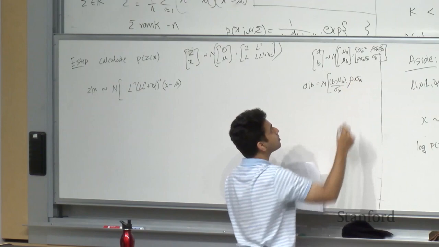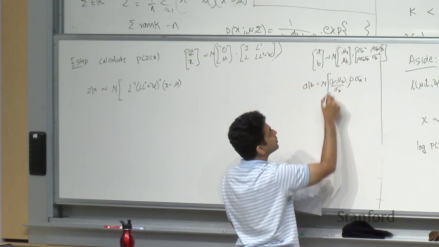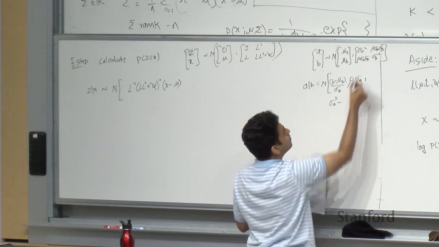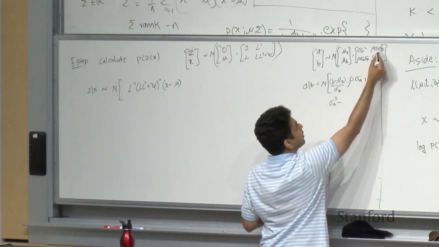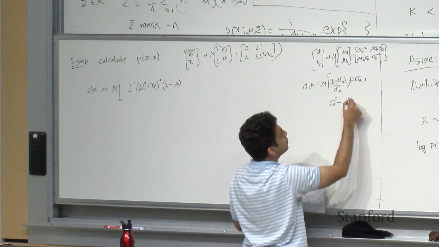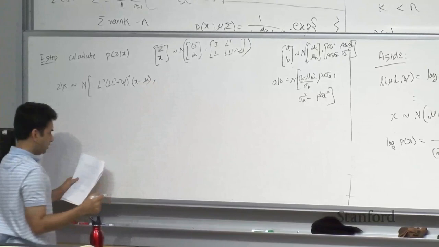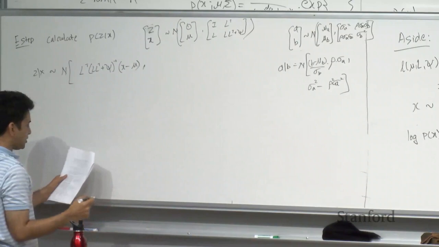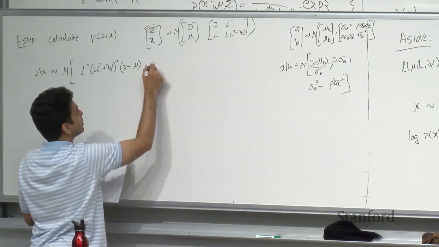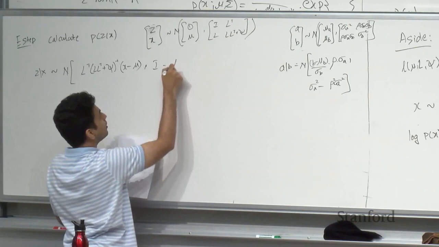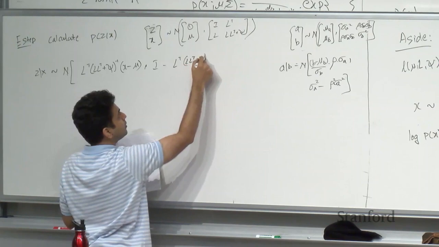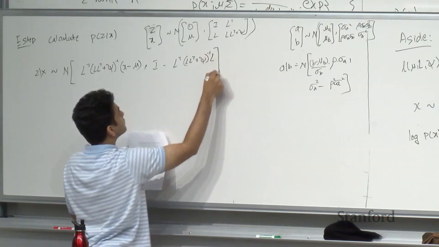And the covariance is like the Schur complement. So it was sigma A square minus this times the inverse times this, so it was rho square sigma A square, in the case of A and B. And this is basically being done in the multivariate case. So it's the same thing, but with matrices instead of scalars. And this will give us the Schur complement, so that the covariance will be I minus L transpose, inverse of LL transpose plus psi, times L. Right? So this is the Schur complement.